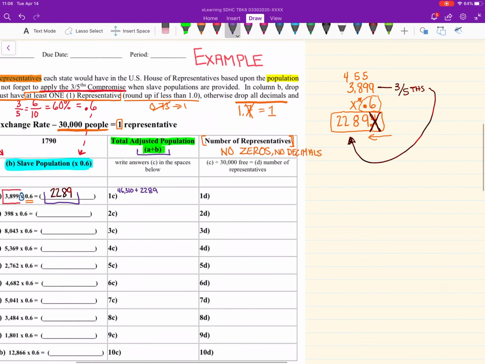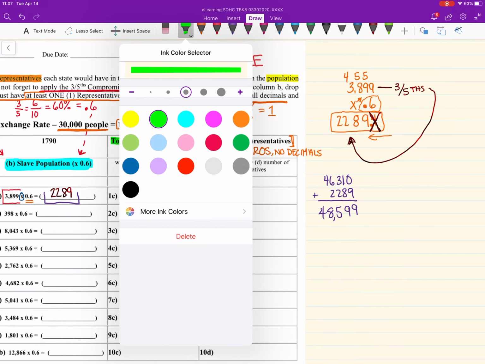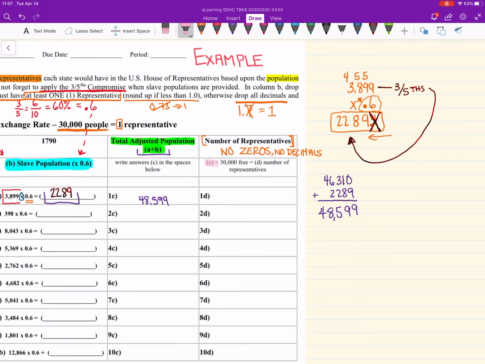And add it up. So let me do this math off on the side here. 46,310 plus 2,289. Make sure your numbers line up appropriately, and we are adding them. So 9, 9, 5, 8, 4. So that's 48,599. That's the adjusted population when you take the number of free persons and 3/5 of the non-free persons. The last thing we do then is we take whatever we have as column C and divide it by 30,000. And that gives us column D.